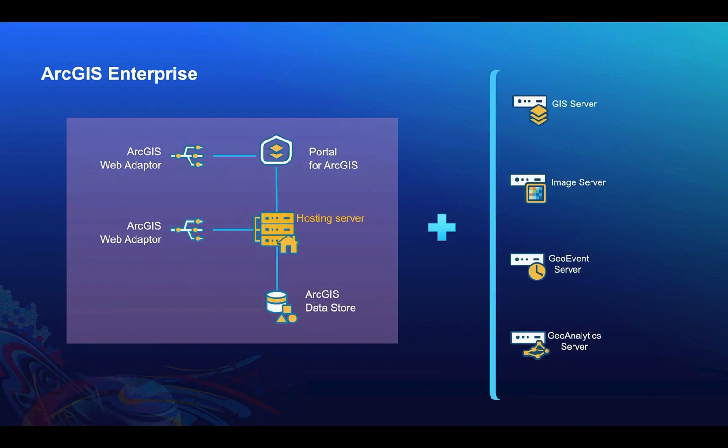Additionally, we can federate other server roles to this deployment. These include your traditional GIS server, which has mapping functionalities, GP services, geocode, and others, image server for imaging and raster analytics, GeoEvent server for real-time data streams, and GeoAnalytics server for big data analytics. Recently, we've also added mission server and notebook server to this list. Now, let's delve a bit into ArcGIS Server.